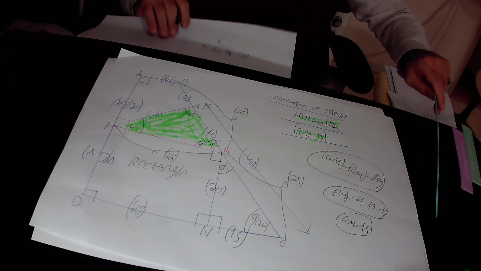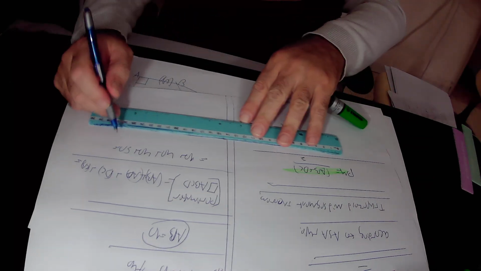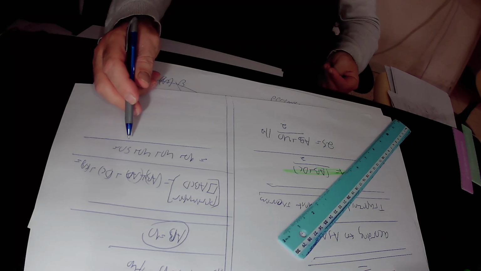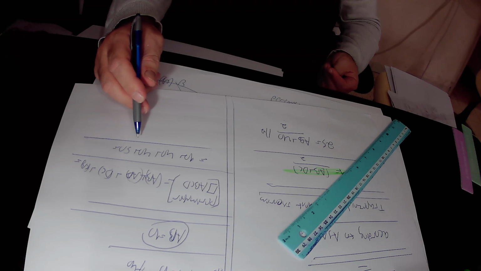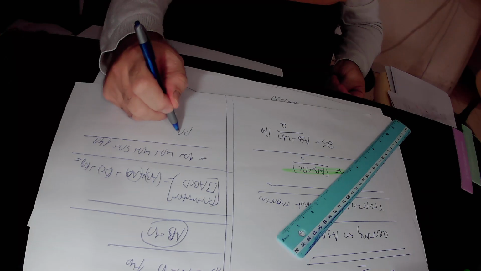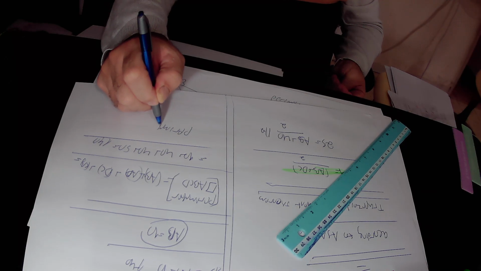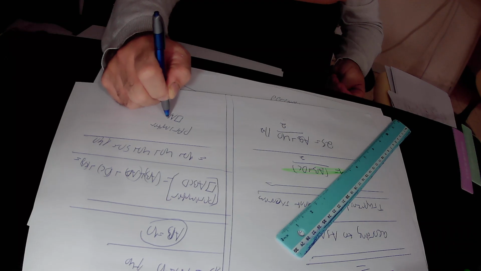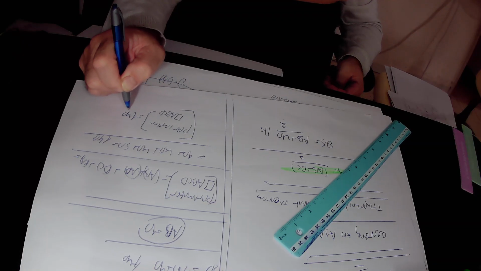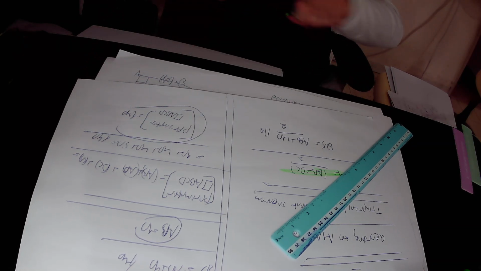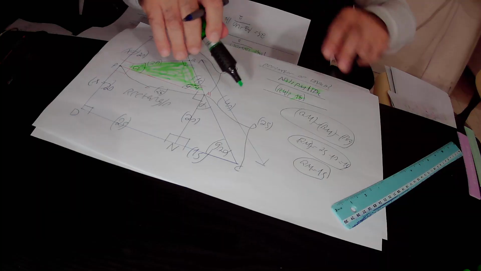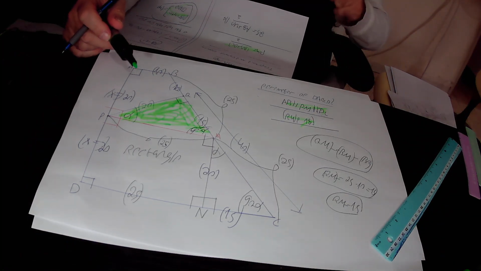So in total, we found out that the perimeter of quadrilateral ABCD is equal to 40 plus 40 is 80, 80 plus 50 is 130, 130 plus 10 is 140 units. So the perimeter of quadrilateral ABCD is equal to 140 units in its length. And again, the answer to the question is that the perimeter of this quadrilateral ABCD is equal to 140 units in its length.